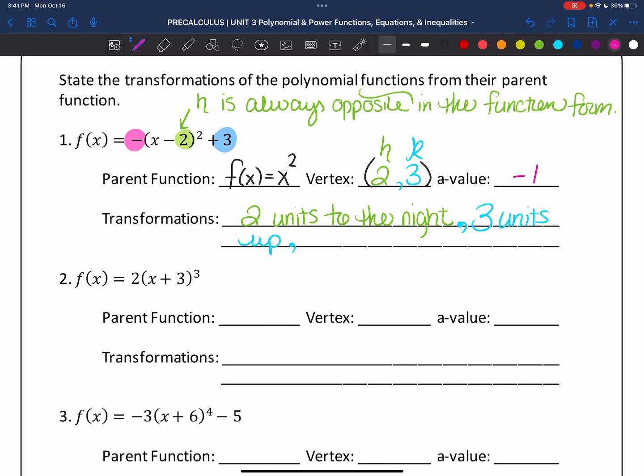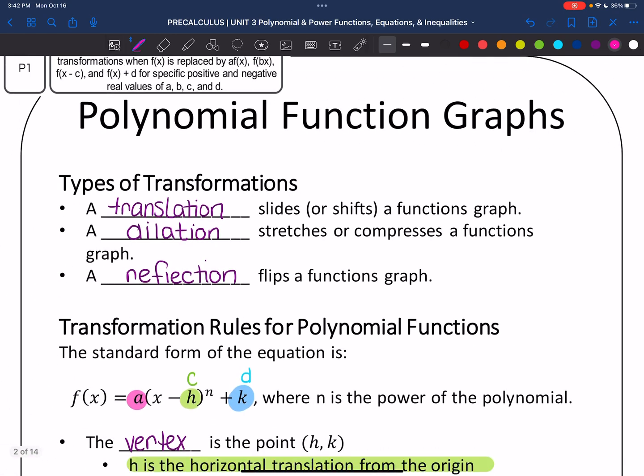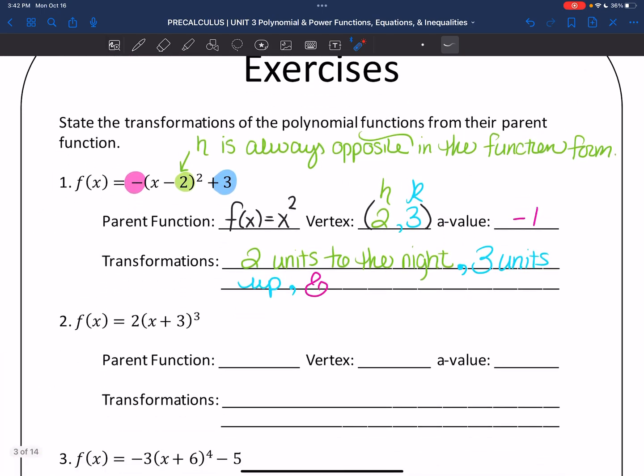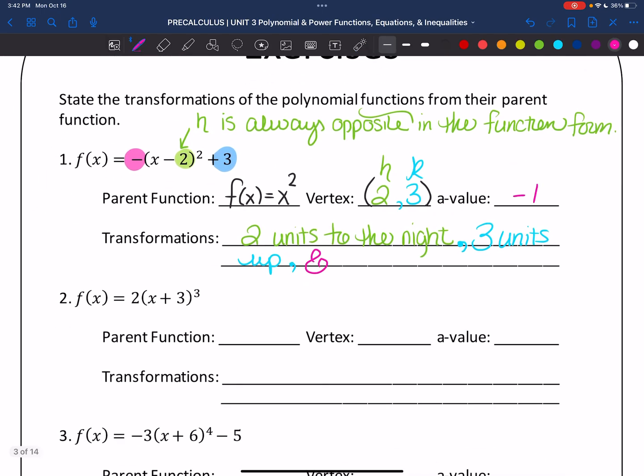And then last but not least, because of our a value being a negative 1, because it is negative, it's going to be flipping vertically. Now, it's not going to be stretching because it's not greater than 1, and 1 is not between 0 and 1. So it's only going to be that it flips vertically. We're going to have a vertical reflection. So there you have it. Those are the transformations that occur.